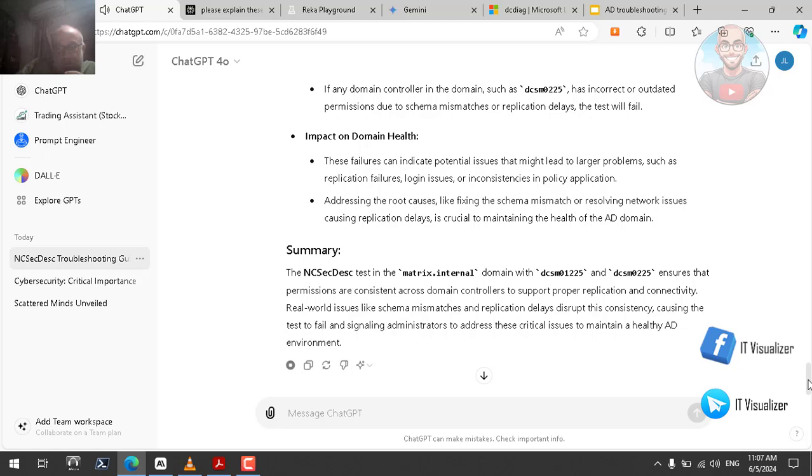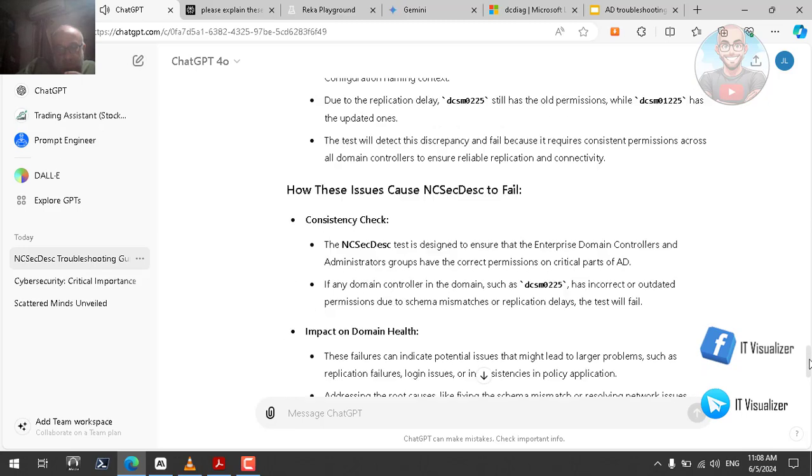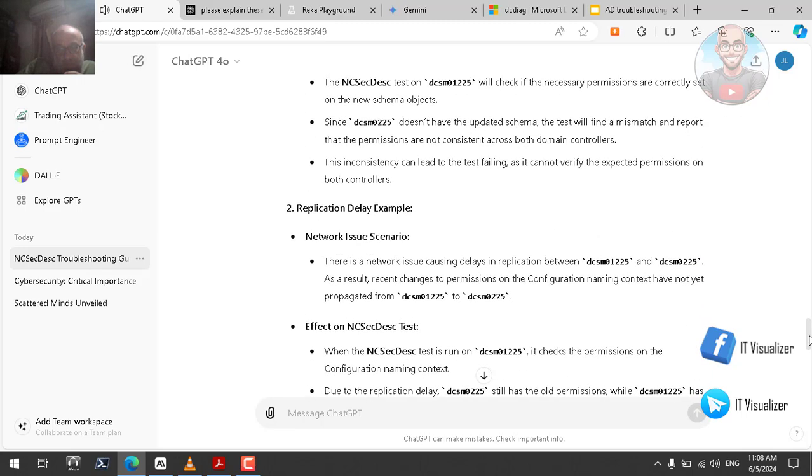Summary. The NC-SecDesc test in the matrix.internal domain with DCSM01225 and DCSM0225 ensures that permissions are consistent across domain controllers to support proper replication and connectivity. Real-world issues like schema mismatches and replication delays disrupt this consistency, causing the test to fail and signaling administrators to address these critical issues to maintain a healthy AD environment.